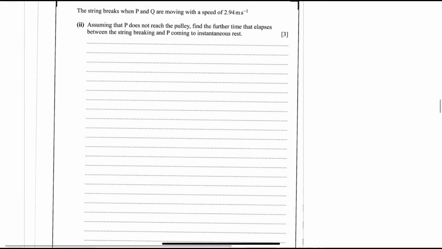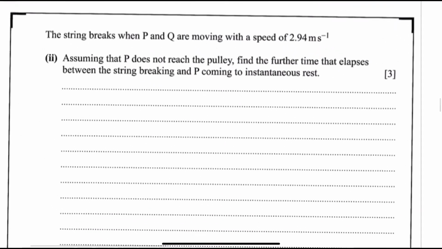Okay, right. It says the string breaks when P and Q are moving with a speed of 2.94. So it must be too much for the string, and it breaks. Assuming that P does not reach a pulley, find the further time that elapses between the string breaking and P coming to rest. Okay, right, I'm going to draw a diagram again for this one.